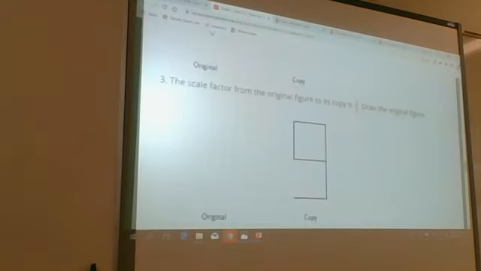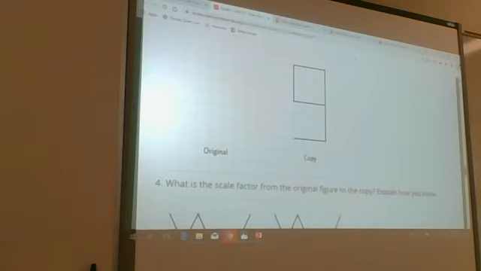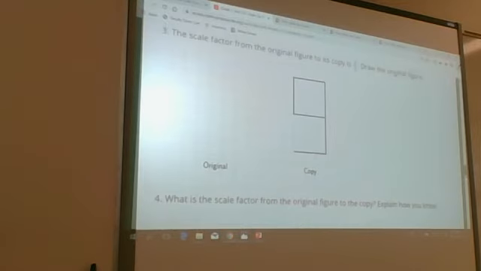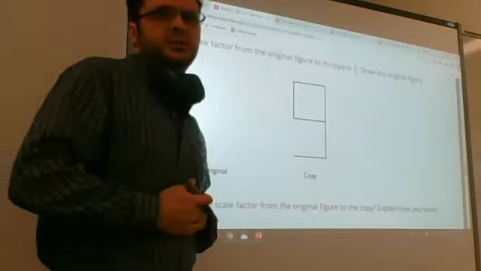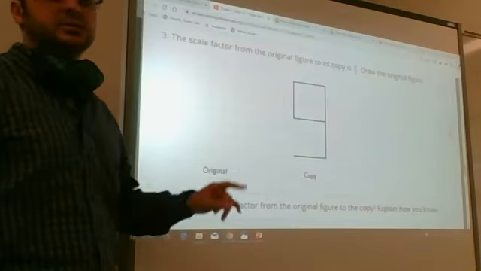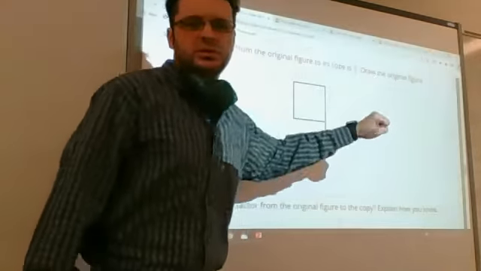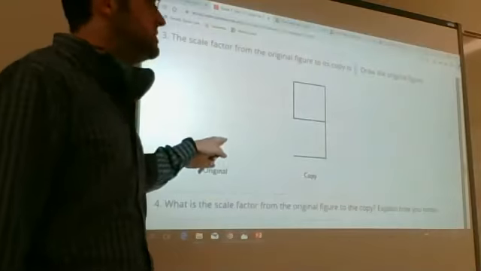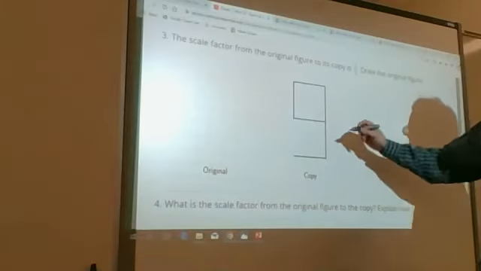All right. So now we're going to apply a fraction. Now this time it's moving backwards. It says the scale factor, pay attention, from the original to the copy is 3/2. Here, it doesn't give us the original, it gives us the copy. So we have to write our numbers different.